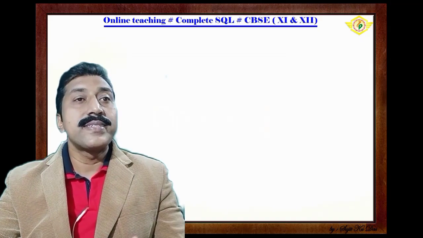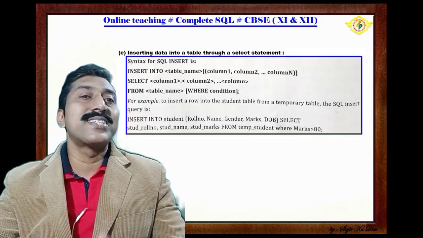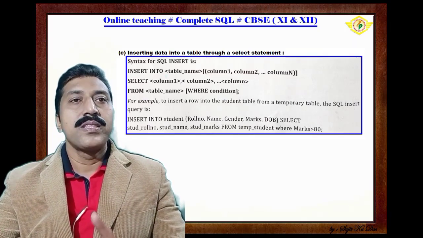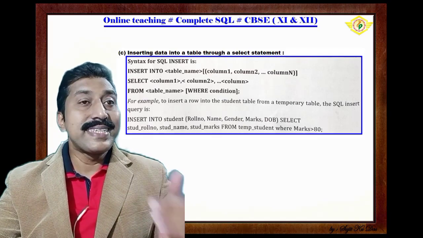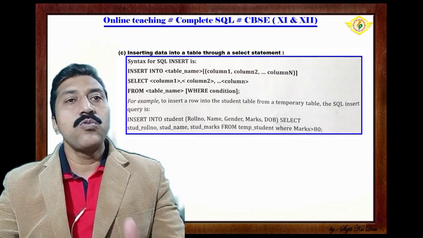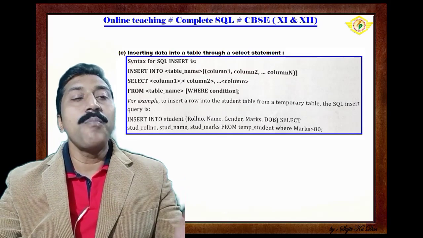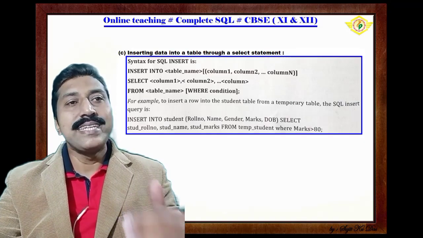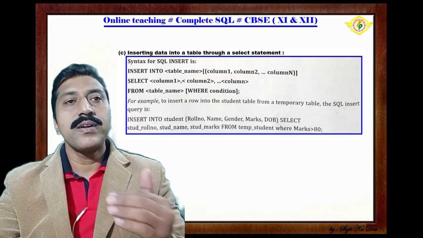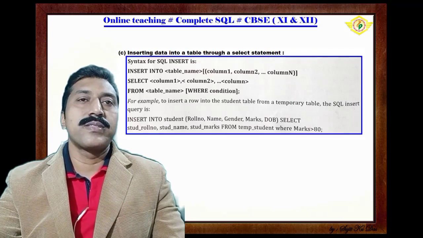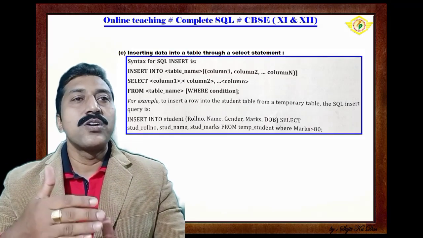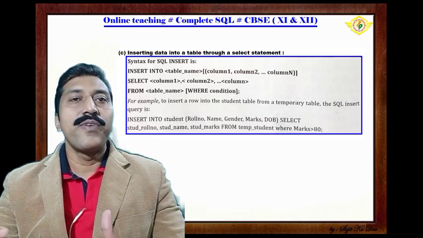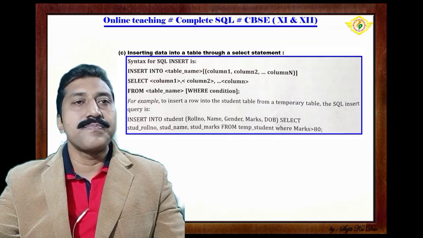Next, number C, inserting data into a table through a select statement. Example: insert into, then write table name, then column 1, column 2, column 3, then write select, give column 1, column 2 up to column n, then write from table name, then where conditions value you can give. One example I am showing you. Suppose insert into student, then write roll number, name, gender, marks, date of birth, then select student roll number, student name, student marks from student where marks greater than 0. In this way we can write.